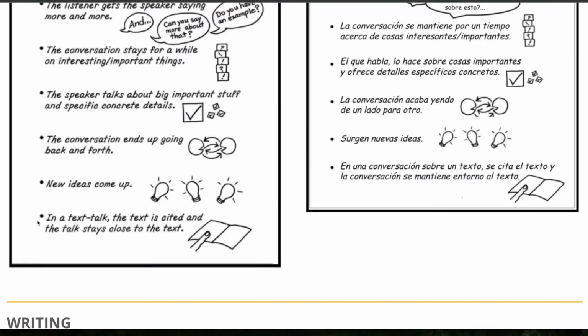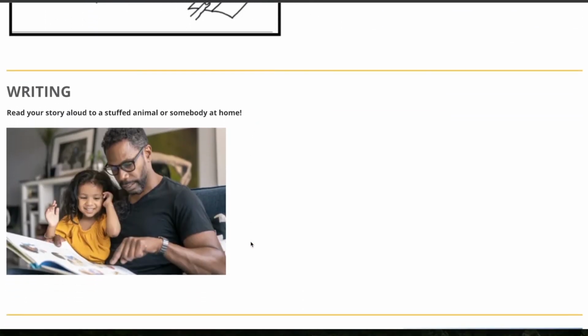And when you're doing a text talk, the text is cited and the talk stays close to the text. So that was almost a tongue twister trying to say that one. Try and say that one yourself. But if you're talking about a specific book, you are referring back to the book. Oh yeah, in this part, it says blah, blah, blah. Or, oh, let me show you this fact, blah, blah, blah. So you should be hopefully going back to the text in a text talk. Oh, I did it. I said that correctly.